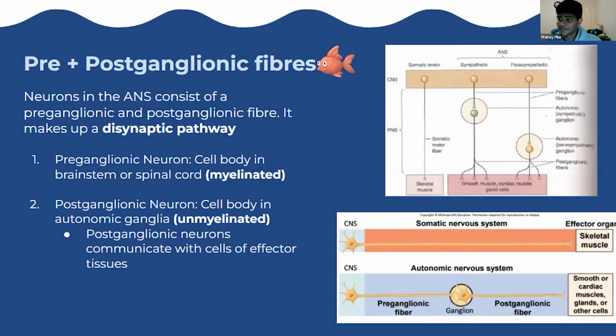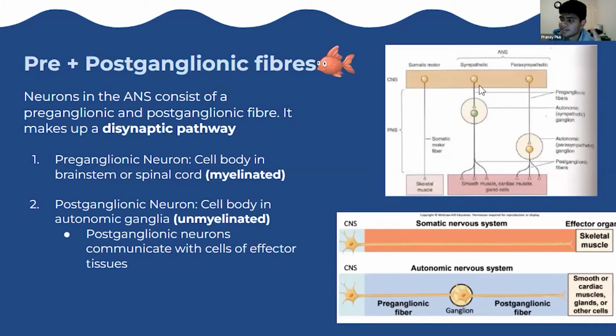But what you do need to know is that pre-ganglionic neurons are myelinated. Myelinated means they can go faster because they've got the myelin sheath around. And postganglionic neurons are unmyelinated, so they're a bit slower. The other thing you need to know is that sympathetics have a really short preganglionic neuron and a long postganglionic neuron. You can see it in the top image.